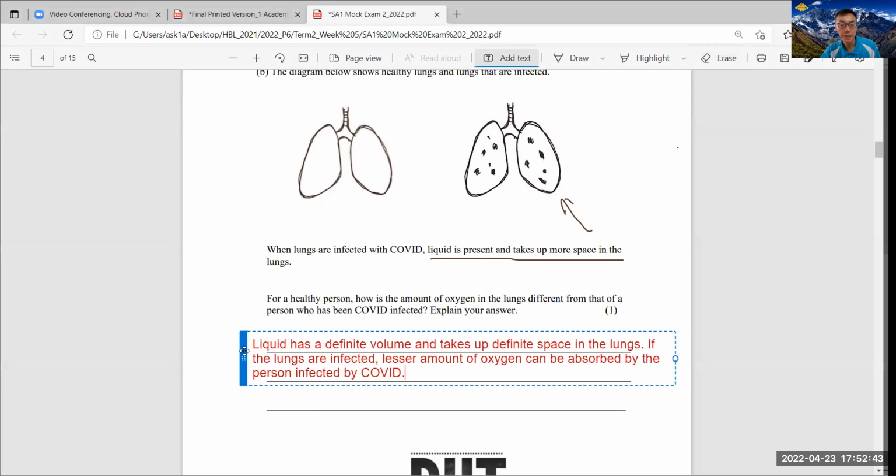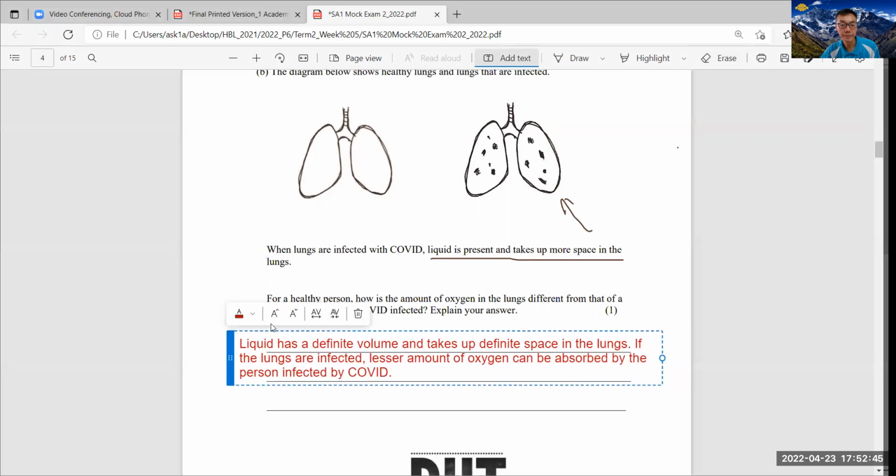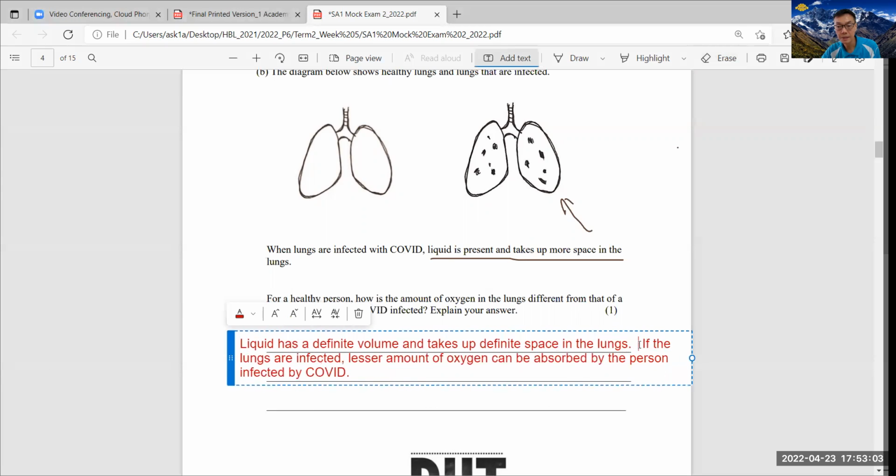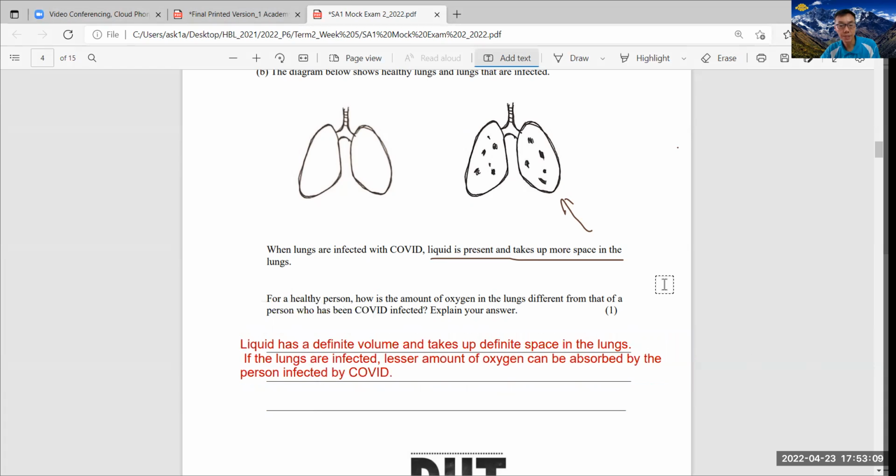Okay, liquid has a definite volume. Let me put it in this color. Okay, liquid has a definite volume and takes up definite space in the lungs. If the lungs are infected, lesser amount of oxygen can be absorbed by the person infected by COVID.